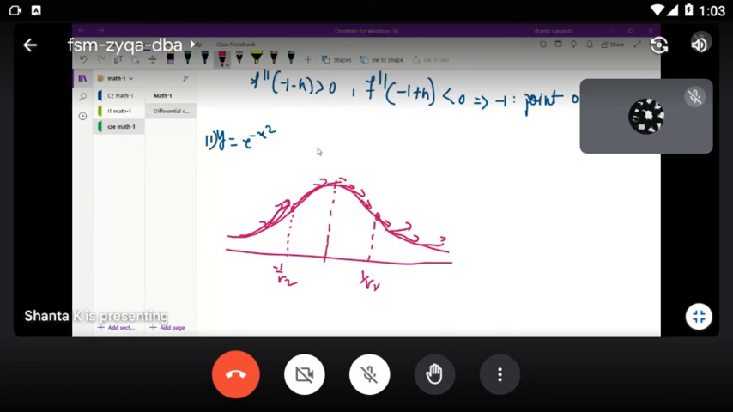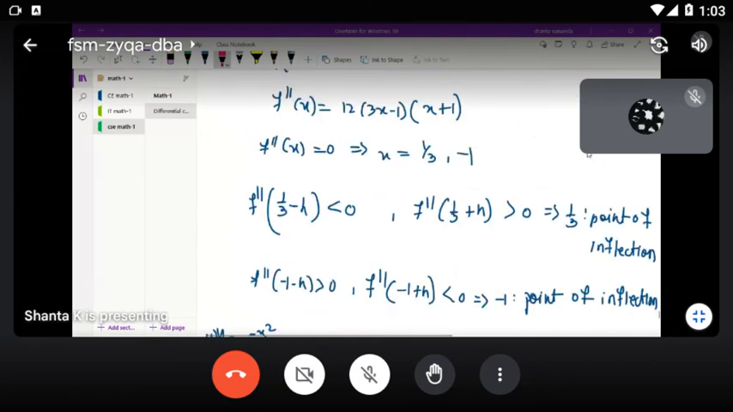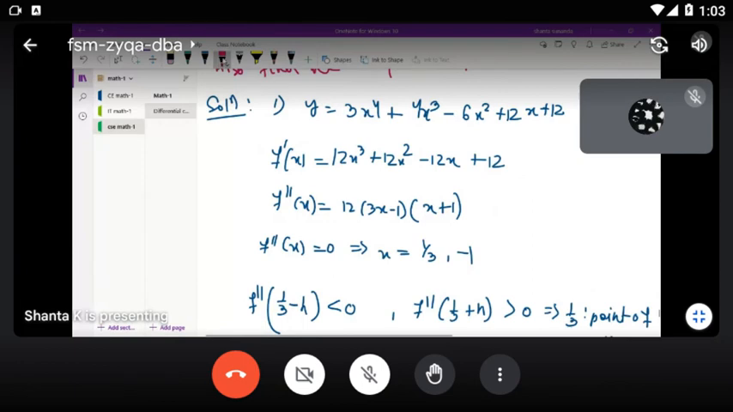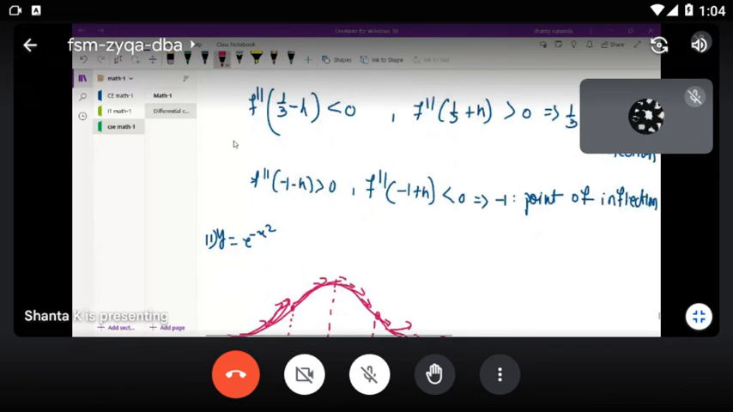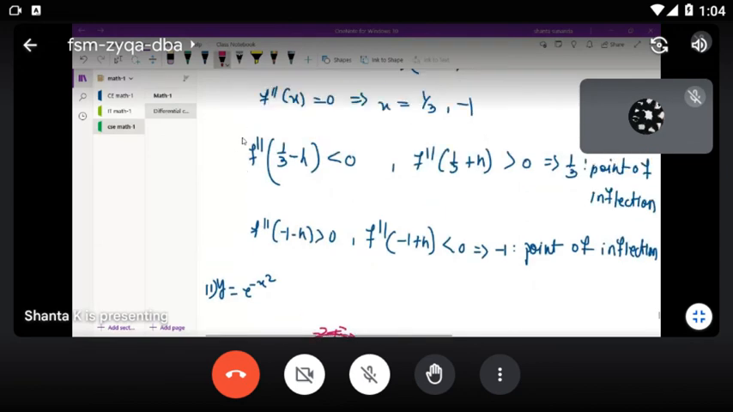Hello, ma'am. Ma'am, in the first question, I have a doubt. Is it necessary that when f double dash of x is greater than 0 at some point and nearby f double dash of x is less than 0? See, not some point. See, if you draw the real line, what happens here? Here it's 1 by 3, no? So at 1 by 3, left side f double dash is less than 0 and at right side it is positive. So it is necessary that the point will be a point of inflection.